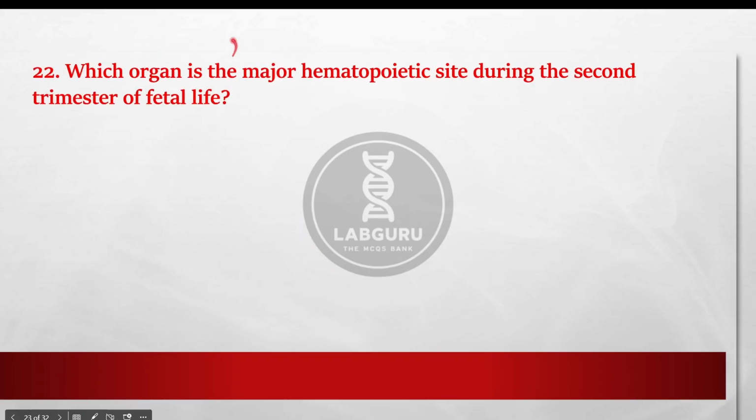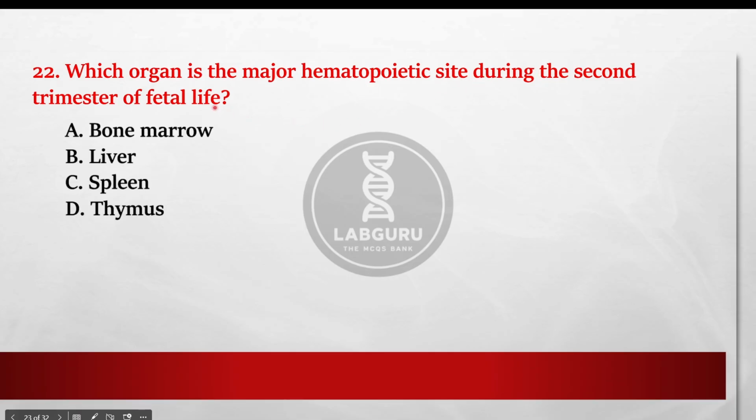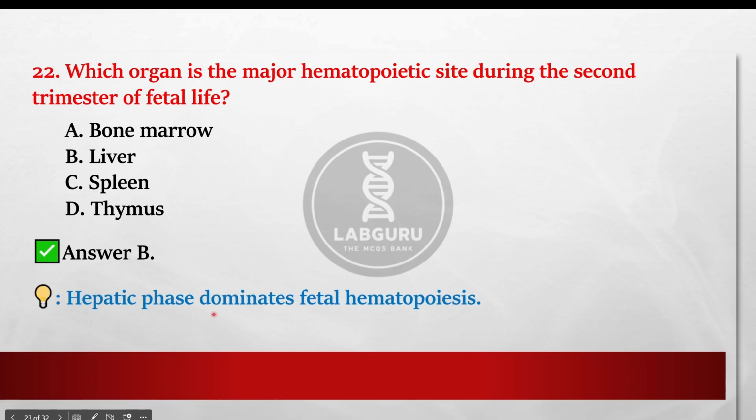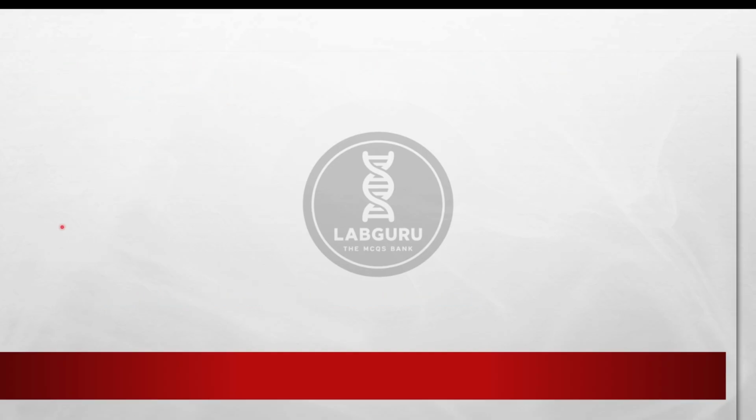Question number 22. Which organ is the major hematopoietic site during the second trimester of fetal life? Here the options are option A bone marrow, option B liver, option C spleen, and option D thymus. Which time period is it asking for? It's the second trimester of fetal life. So the right answer is option B, that is liver. Hepatic phase dominates fetal hematopoiesis. Okay, the hepatic phase occurs during the second trimester of fetal life.